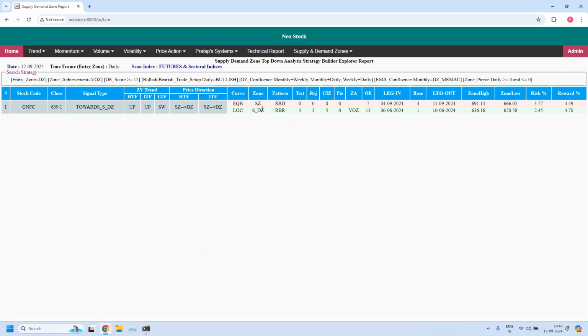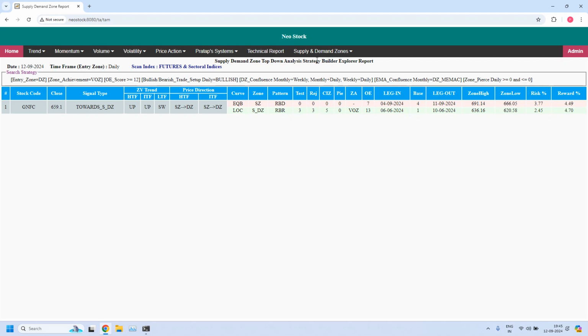See, that's why this zone is already tested 3 times. And this zone is a daily zone only, but it is part of the weekly, and daily and weekly together are again part of the monthly. And also it is a high liquidity zone.